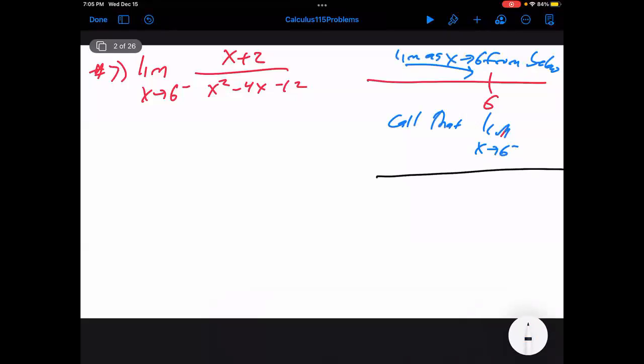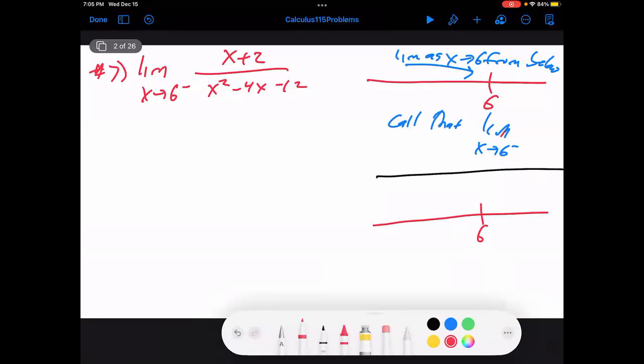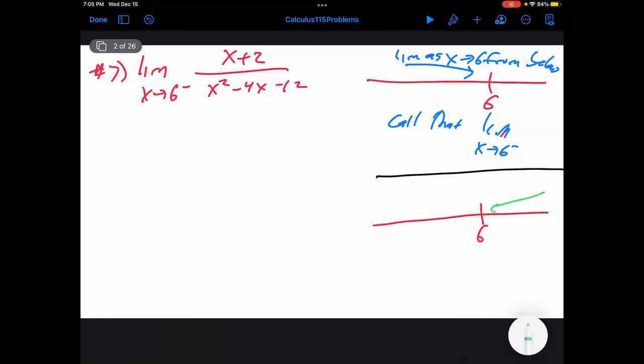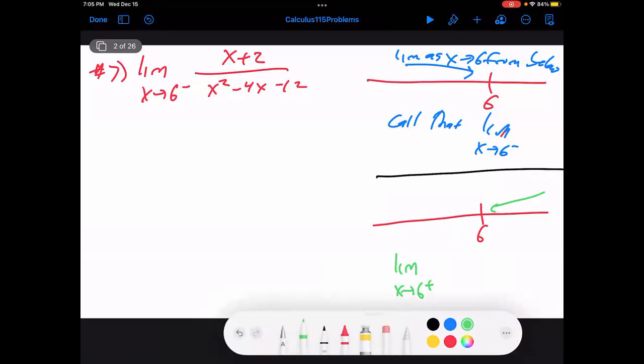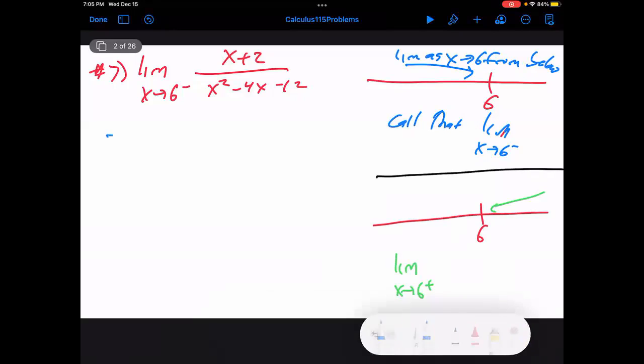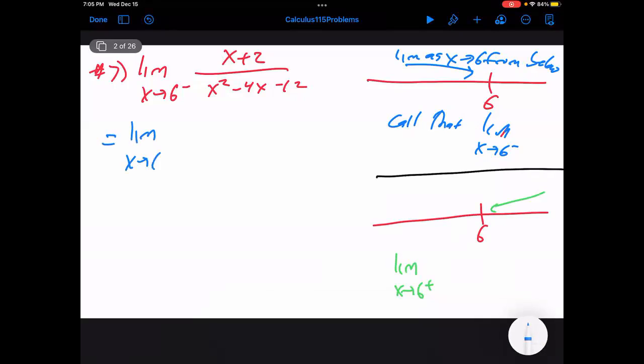And 6 plus would be coming from above. So why does this matter? Whenever you see a polynomial and want to understand it, it's often not a bad idea to factor it. This is the limit as x goes to 6 minus. The top is just x plus 2. How do we factor the bottom? x minus 6 times x plus 2.